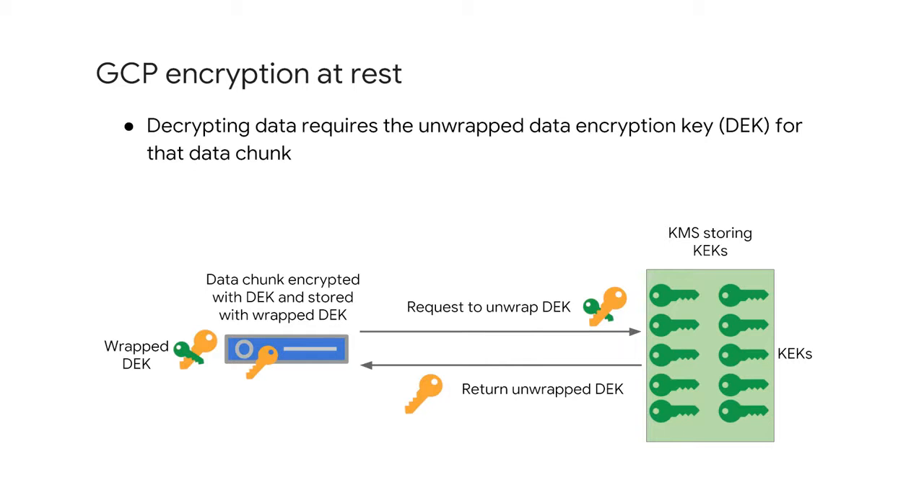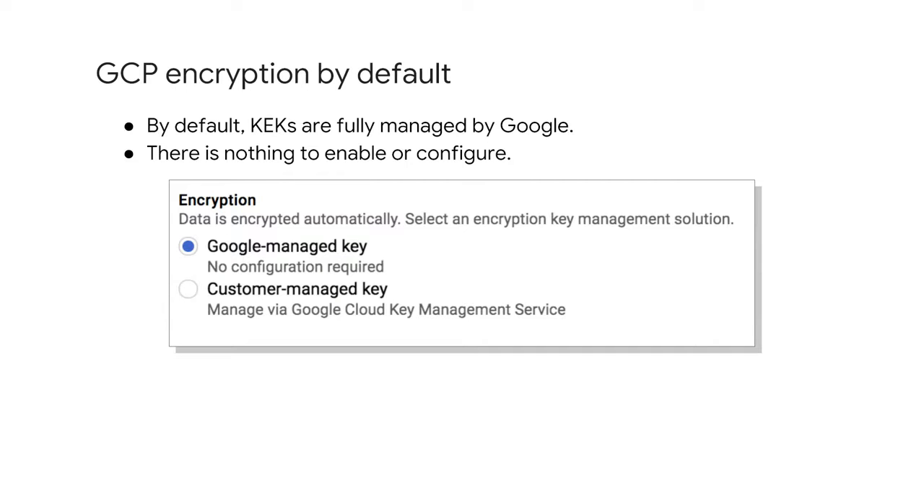For each chunk, the storage system pulls the wrapped DEK stored for that chunk and calls Google's Key Management Service to retrieve the unwrapped data encryption key for that data chunk. The KMS then passes the unwrapped DEK back to the storage system, which is then able to decrypt the data chunk. This entire process is enabled by default and is fully managed by Google, including the key encryption keys. There is absolutely nothing to enable or configure.